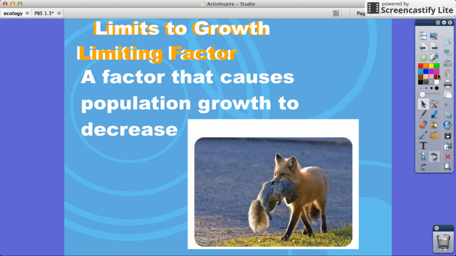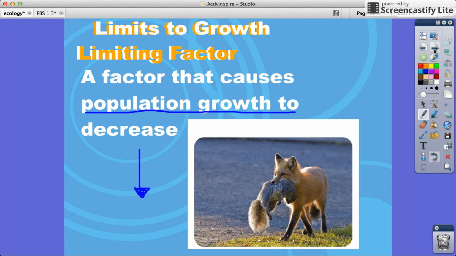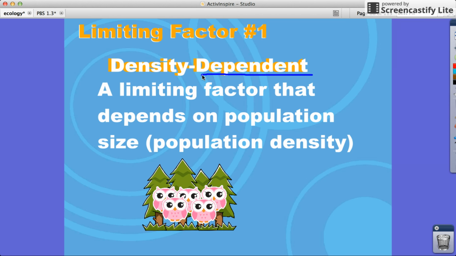Anything that is going to cause a loss to an ecosystem is called a limiting factor. So anything that's going to cause that population to go down, as shown by the picture there, the fox with a squirrel. It's going to lead into one of our first limiting factors. These limiting factors are put into categories. They are density dependent and density independent.